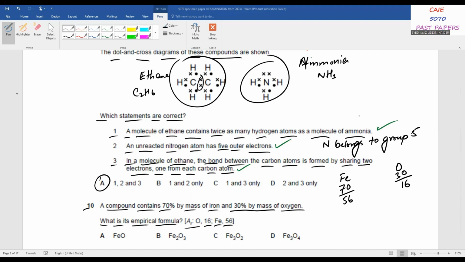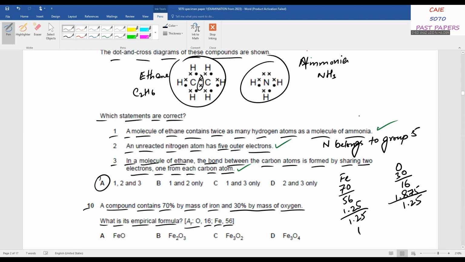Seventy divided by 56, you will get 1.25. For oxygen, divide 30 by 16, you will get 1.875. 1.25 is the smallest number. Divide both the numbers or answers by 1.25.